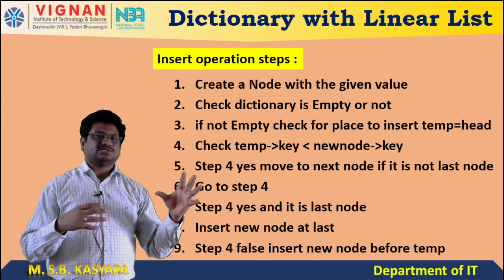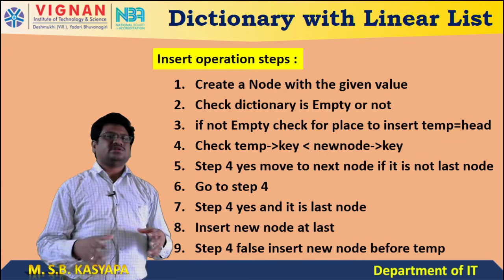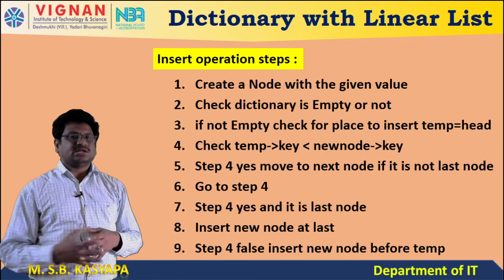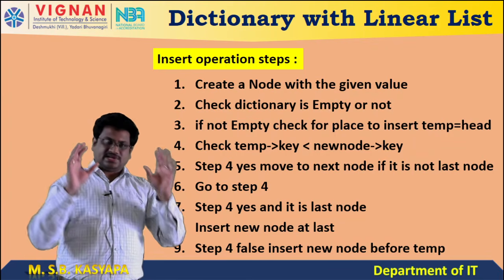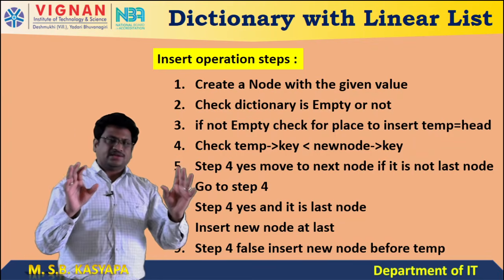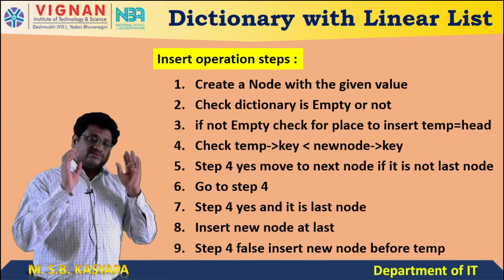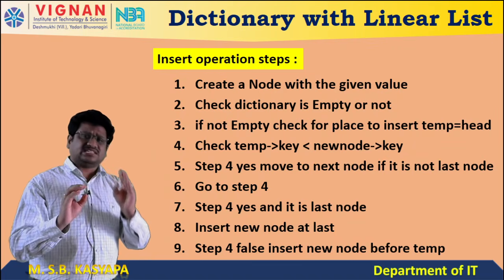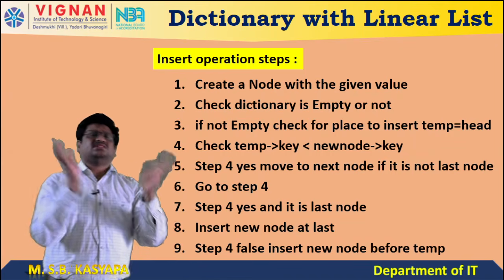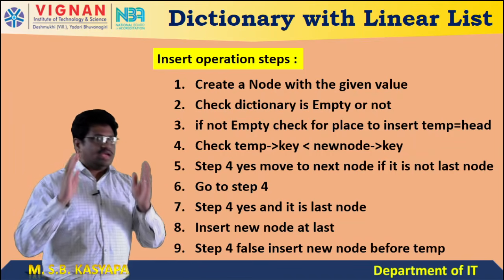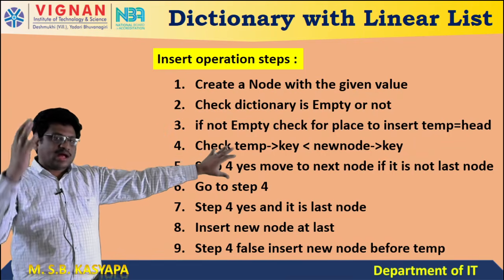So in this last example, the first element is inserted based on insertion at the beginning. The last one, 86, is inserted based on insertion at the end. So first in the process, I create a node with the given value and check whether the dictionary is empty or not. If it is empty, then it is treated as the head, and that's the only element available in the dictionary. If it is not empty, then I will check the keys and look for the appropriate place.